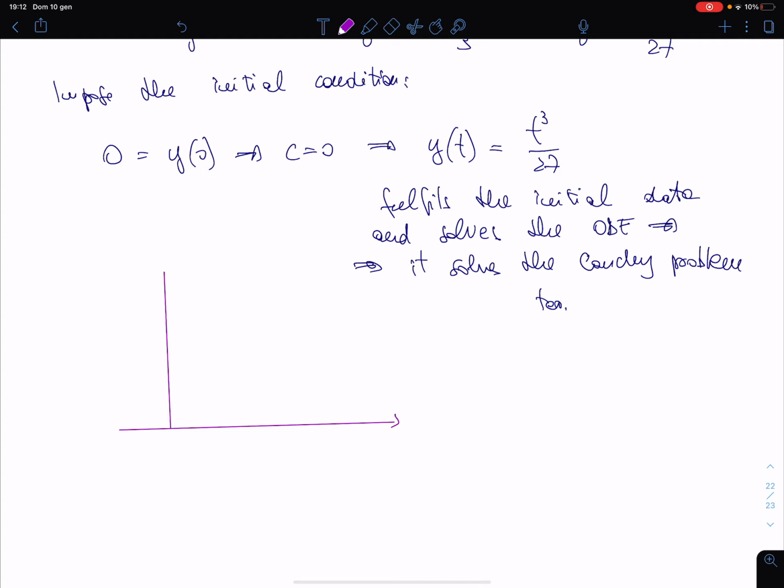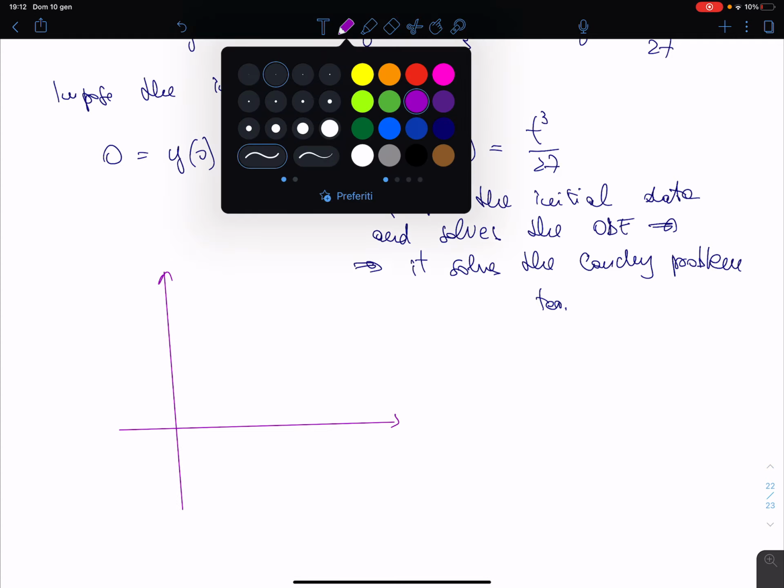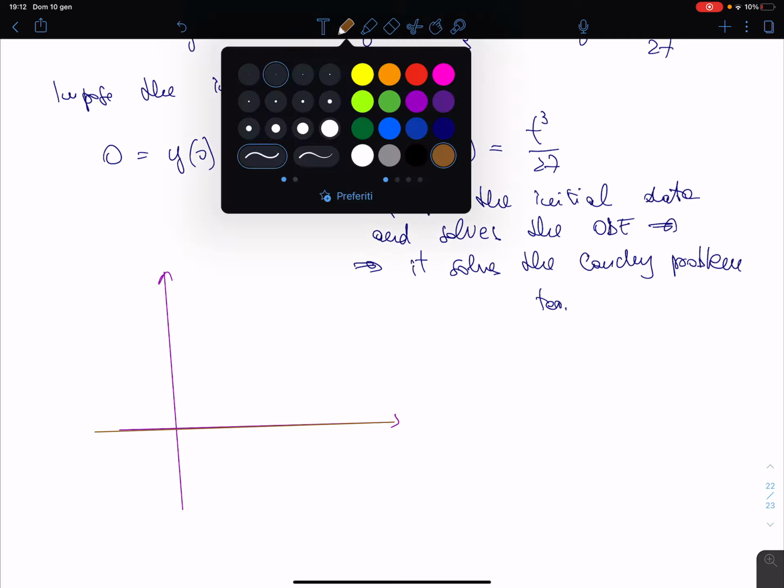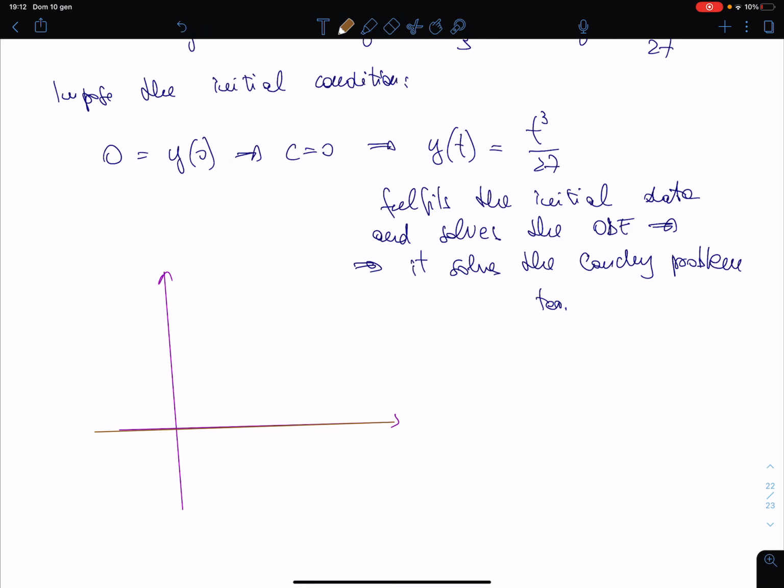One is y equal to 0. The other is y equal to t cubed over 27. There is a horizontal inflection point here.